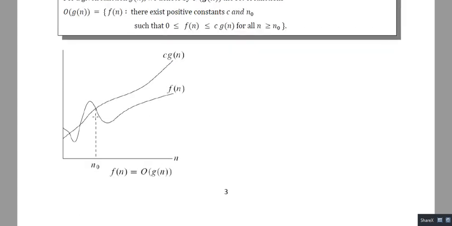So graphically we can represent it like this. If this portion represents fn and this curve represents c into Gn, then this fn value should always be less than or equal to c into Gn.